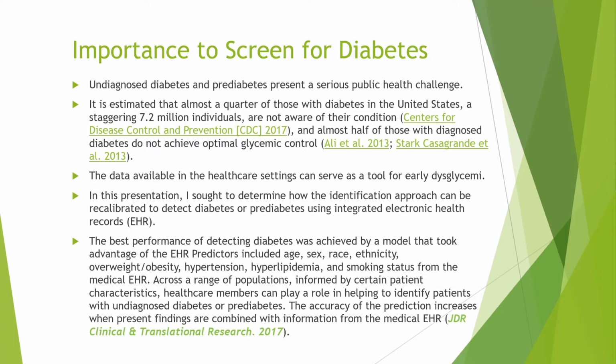In this presentation, I sought to determine how the identification approach can be recalibrated to detect diabetes or prediabetes using integrated electronic health records. The best performance of detecting diabetes was achieved by a model that took advantage of the EHR predictors, including age, sex, race, ethnicity, overweight, obesity, hypertension, hyperlipidemia, and smoking status from the medical EHR.